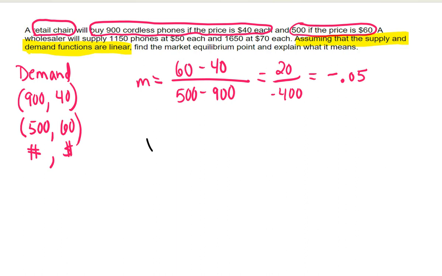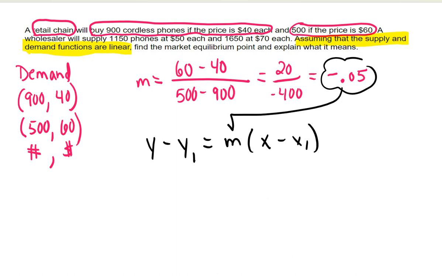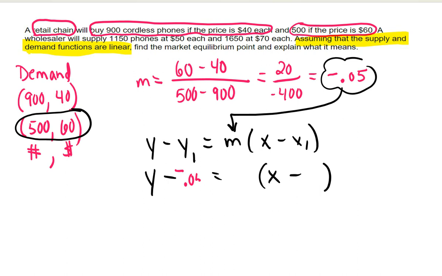From this point, you're going to go to the y minus y sub 1 equals m times x minus x sub 1, that point slope form. And you're going to take the slope and put it here, and then pick one of these 2 points. It doesn't matter. I'm just going to go with the bottom one. So this is going to become y minus y sub 1. y minus the 60 equals, here's where m goes, negative 0.05 times x minus 500.